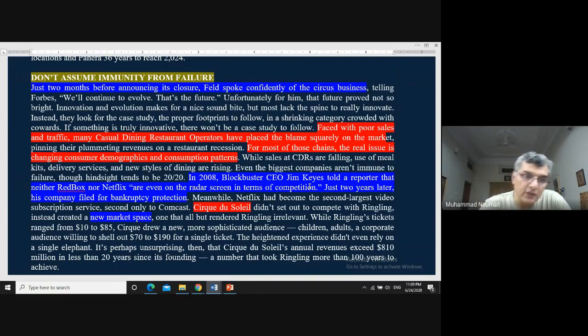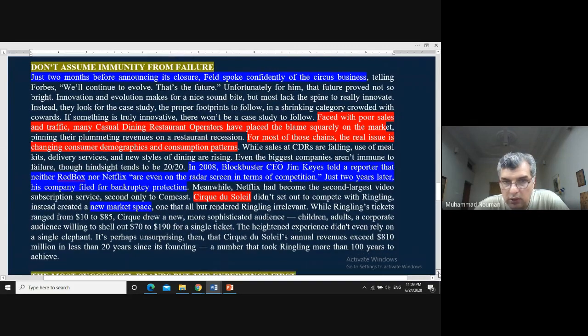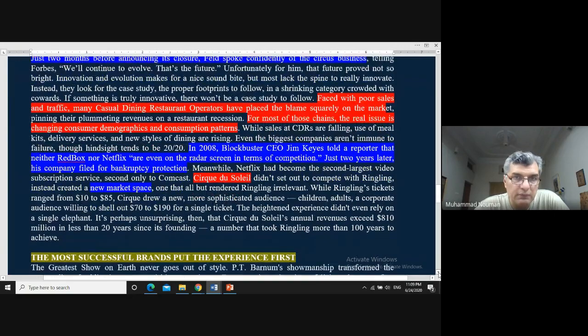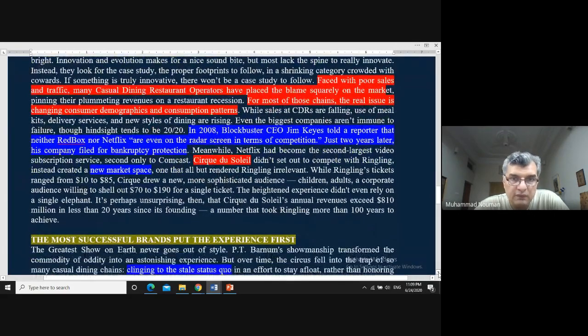However, just 2 years later, in 2010, his company filed for bankruptcy. So this immunity from failure, this assumption that we will remain successful, is not something to fall for.